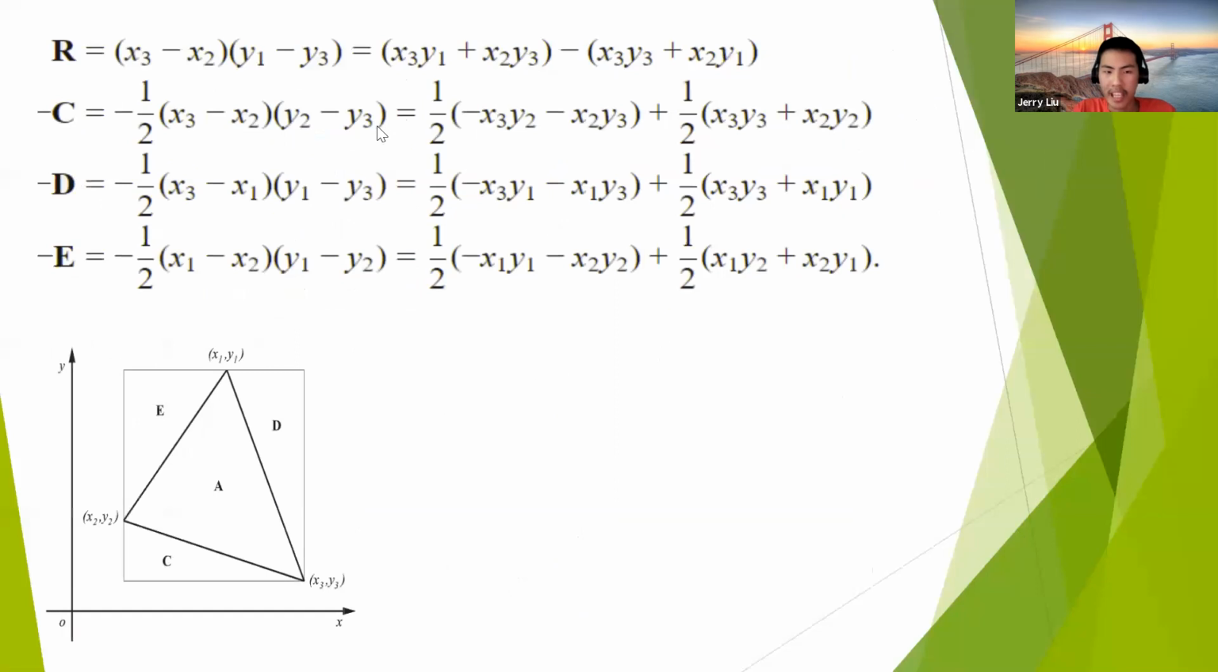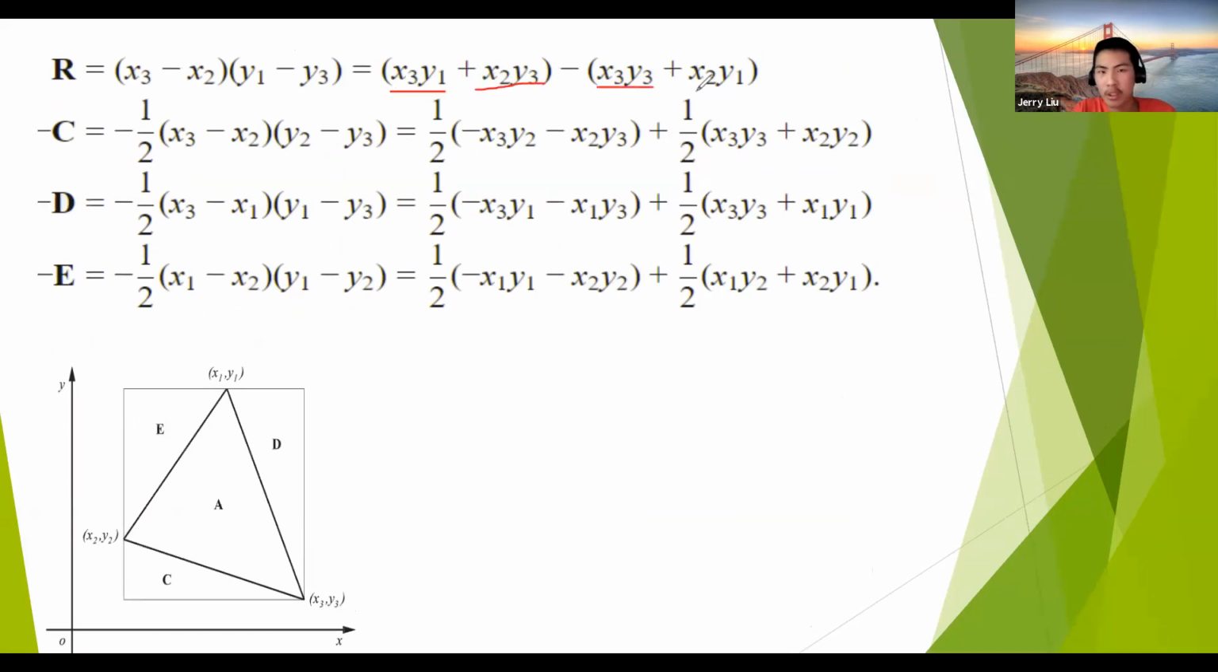So the ones that aren't actually denoted by 1/2 are the terms that are in the expression for the area of R. So we have x3 y1, x2 y3, x3 y3, and x2 y1. And we can actually find each of these terms in something that's being taken out when we're taking out the areas of C, D, and E.